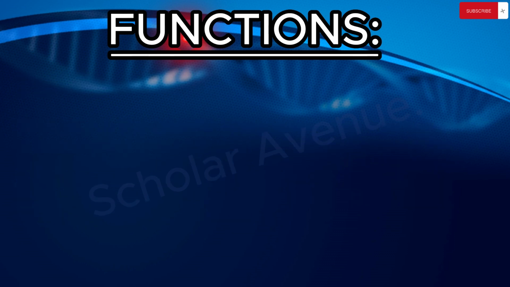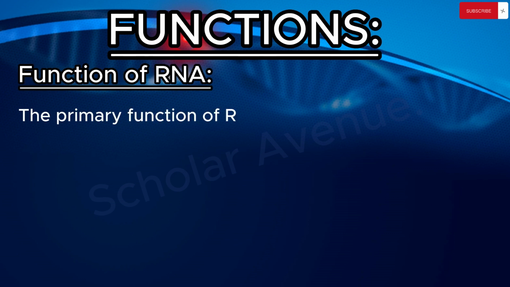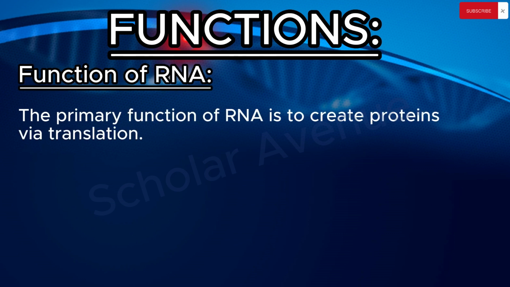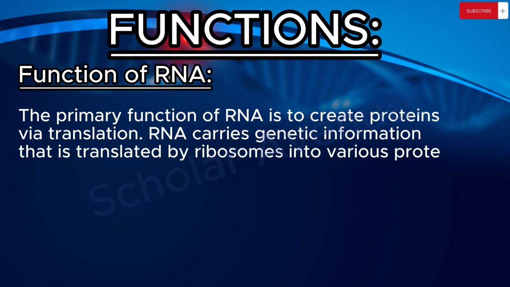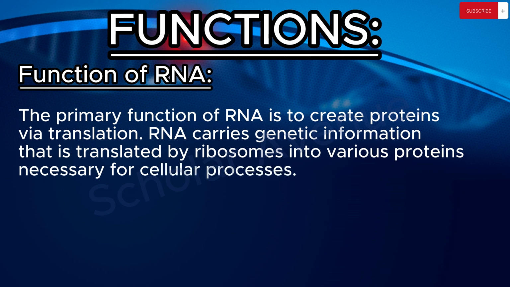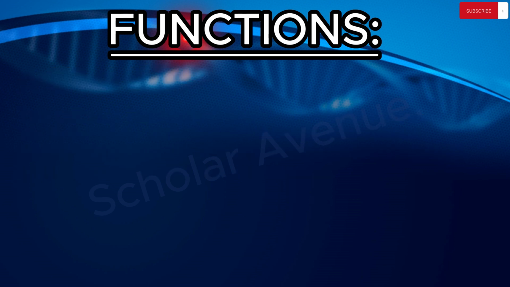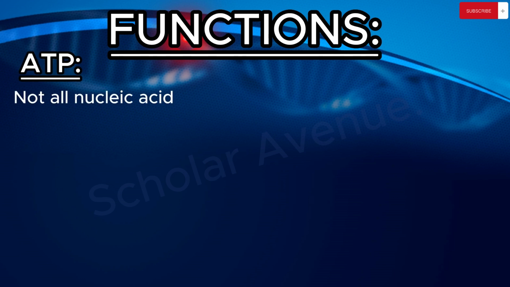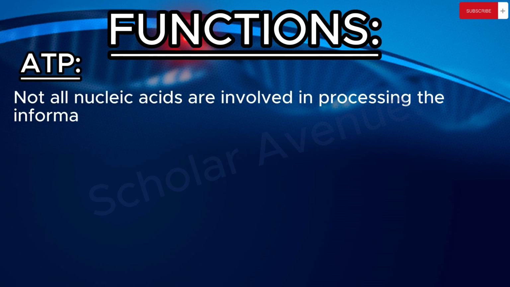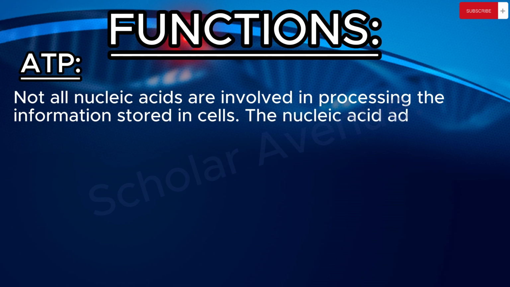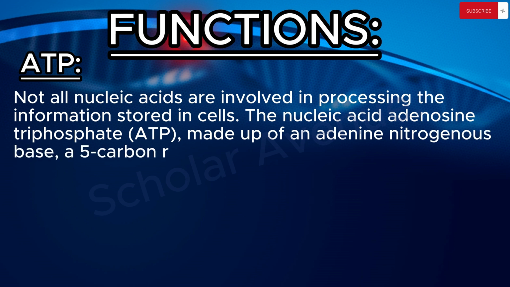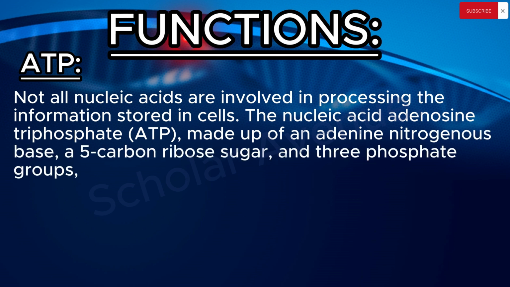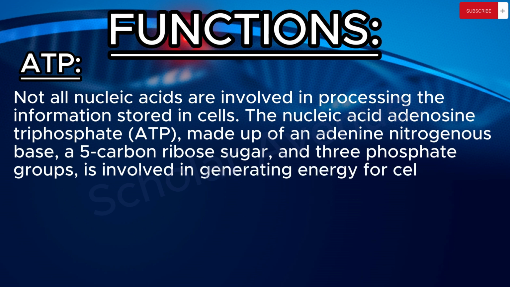The primary function of RNA is to create proteins. By translation, RNA carries genetic information that is translated by ribosomes into various proteins necessary for cellular processes. Not all nucleic acids are involved in processing the information stored in cells. The nucleic acid adenosine triphosphate, ATP, made up of an adenine nitrogenous base, a 5-carbon ribose sugar, and 3 phosphate groups, is involved in generating energy for cellular processes.